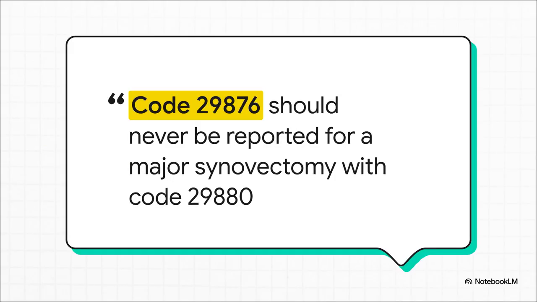Which brings us to a super crucial NCCI mandate regarding code 29880. Code 29880 covers procedures in 2 out of the 3 knee compartments. Because of that, you can literally never report a major synovectomy with 29880 on the same knee. Why? The math just doesn't allow it. If 29880 eats up 2 compartments, you only have 1 left. But remember, the major synovectomy demands 2 unused compartments. It is a mathematical impossibility under NCCI rules to build those 2 together on the same knee.